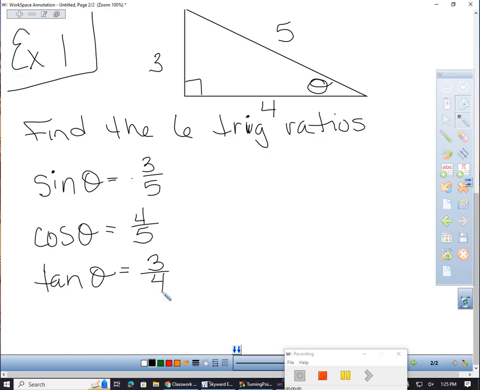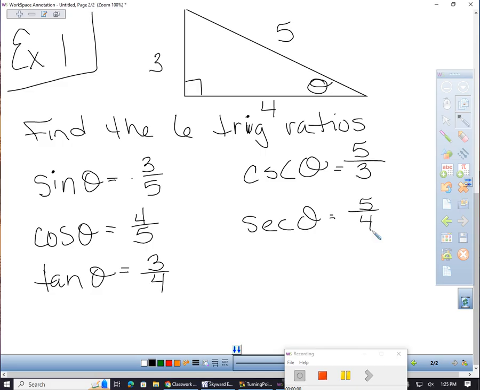Now let's do their opposites. So we have cosecant of theta is hypotenuse over opposite. Secant of theta is hypotenuse over adjacent. And cotangent of theta is adjacent over opposite, or the one that's touching your theta over the one across from your theta. It's not so bad, right?